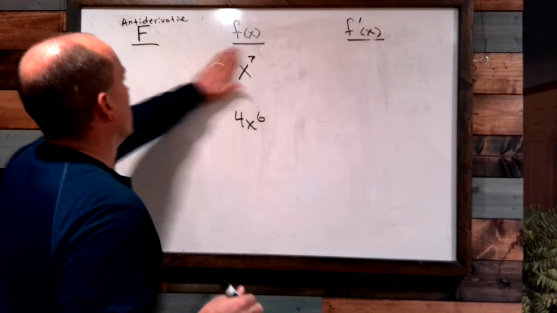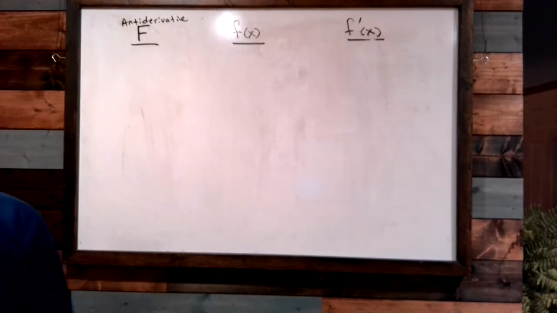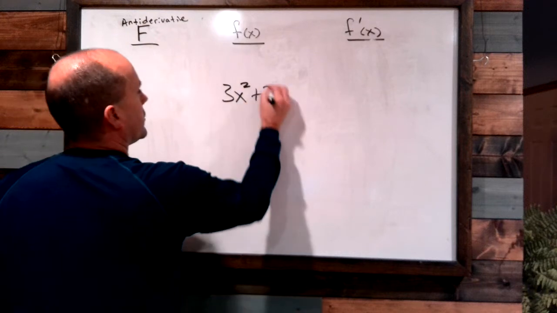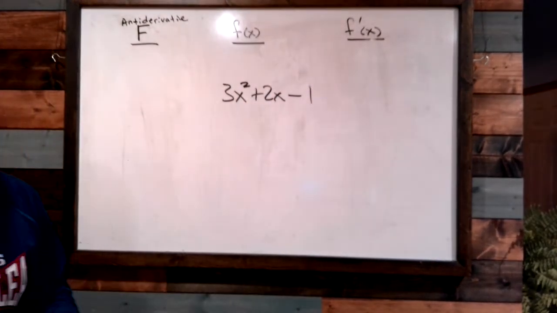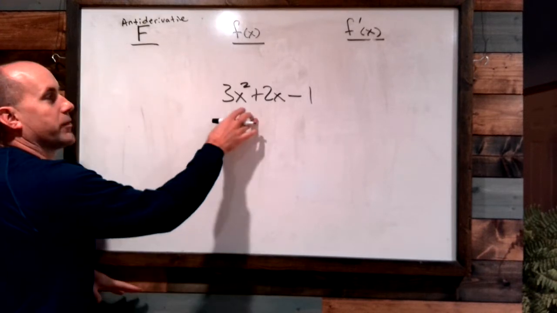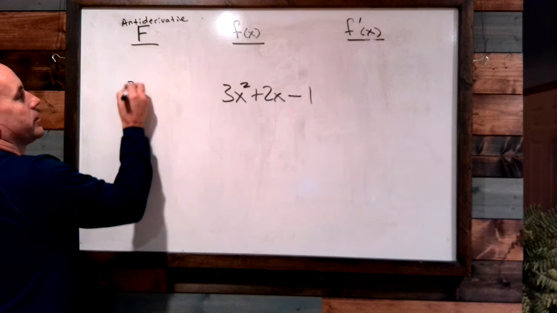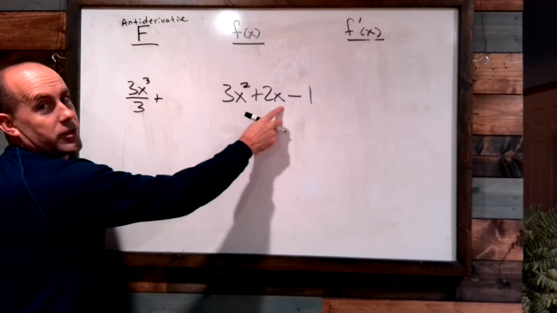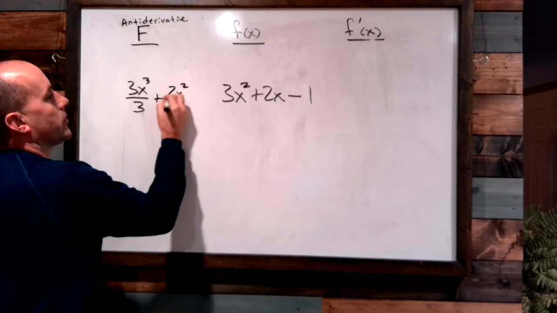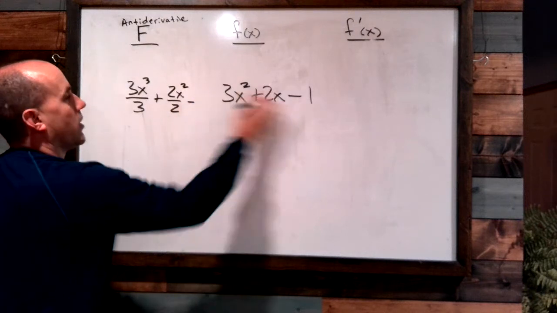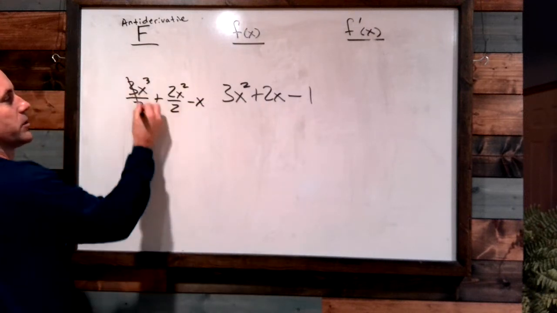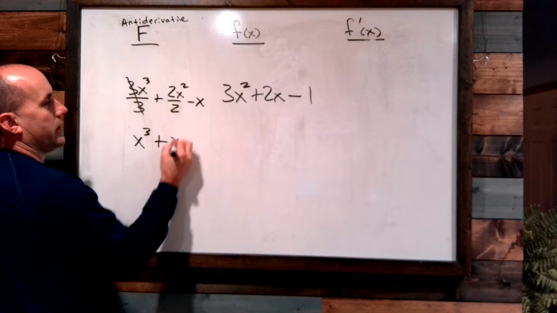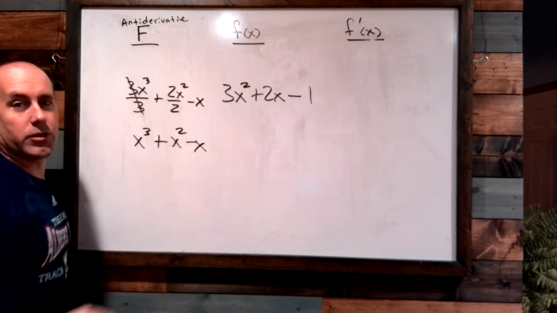Well, sure it does. We could try, for example, say 3x squared plus 2x minus 1. So now we just do each part. The antiderivative of 3x squared is going to be 3x to the third over 3, plus the antiderivative of 2x will be 2x squared over 2, minus the antiderivative of 1 is x. So when you simplify this, those cancel, so you just get x cubed. These cancel, leaving you with just x squared. That's minus x. So that's your antiderivative.